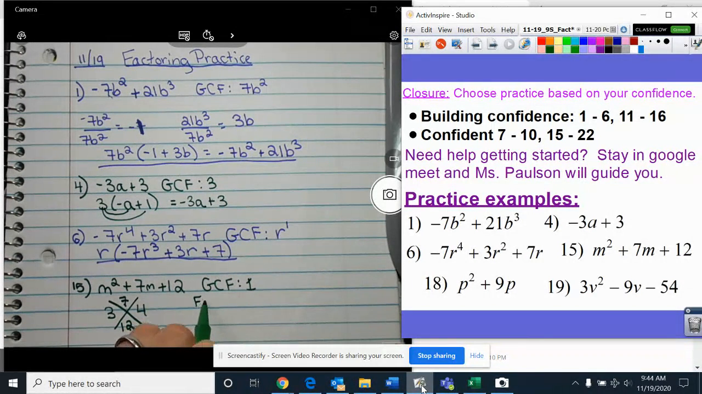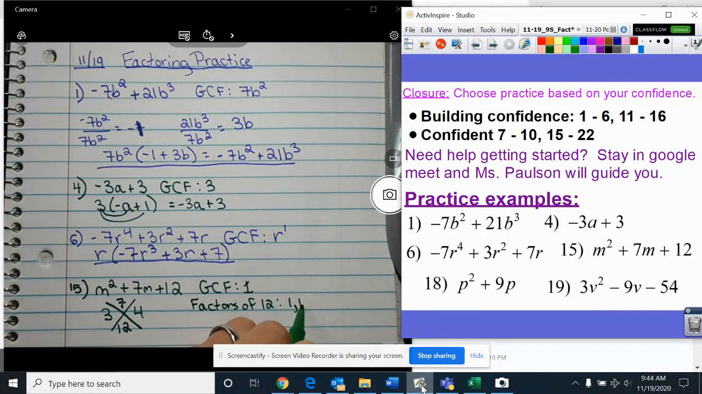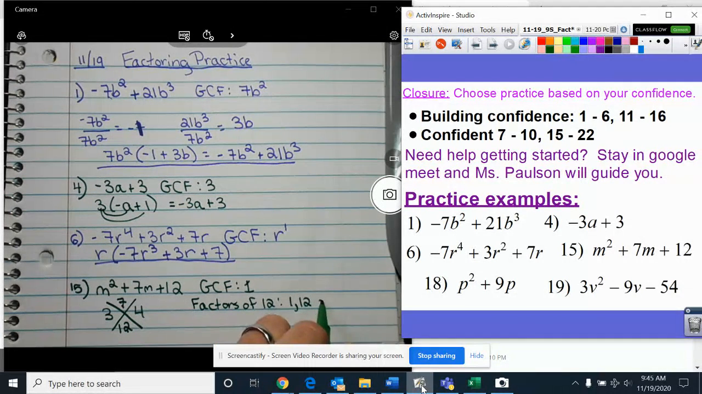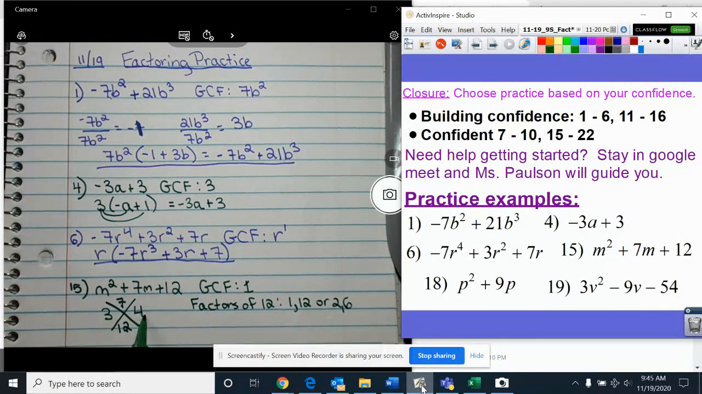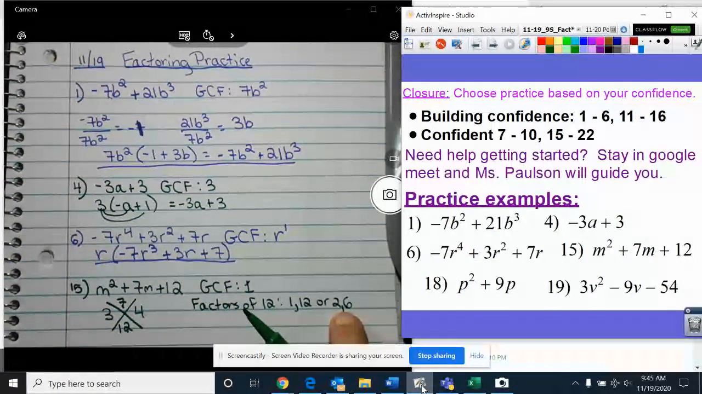Other factors of 12 include 1 and 12, or 2 and 6, but 3 and 4 are the only ones that add up to 7. If the middle term was 13, 1 and 12 would work. If the middle term was 8, 2 and 6 would work.